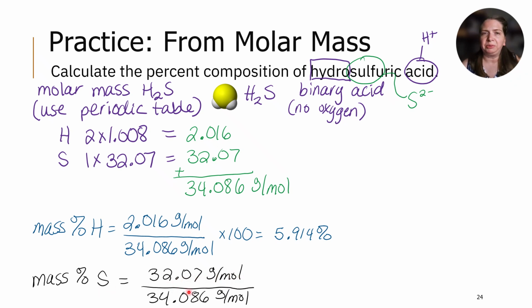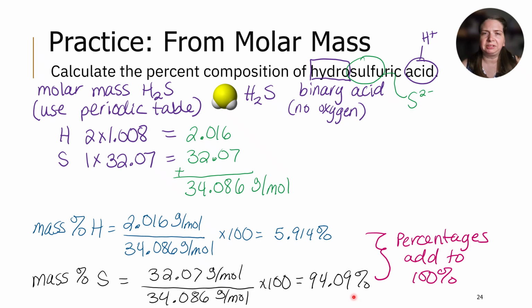Now we can calculate the mass percent of sulfur. 32.07 grams per mole divided by 34.086 grams per mole for the compound times 100 gives us 94.09%. You can double check your answers by making sure the percentages add up to 100%. When doing this, make sure that you also include the mass of the entire element, so 2 hydrogens in the numerator for hydrogen.